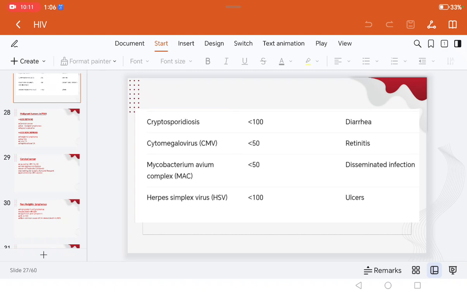It causes retinitis. Then Mycobacterium avium complex, again at CD4 levels less than 50. It causes disseminated infection. And herpes simplex virus at CD4 levels less than 100. It causes mouth ulcers.